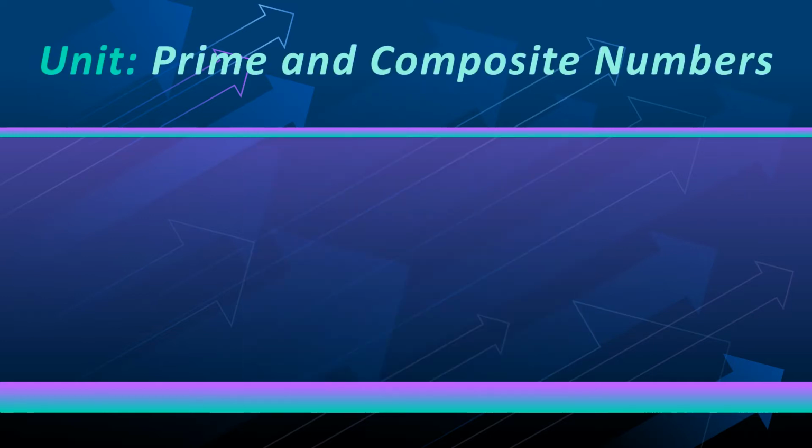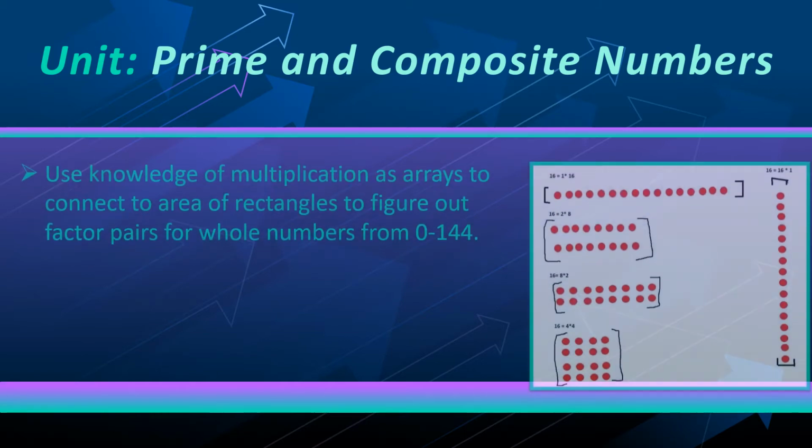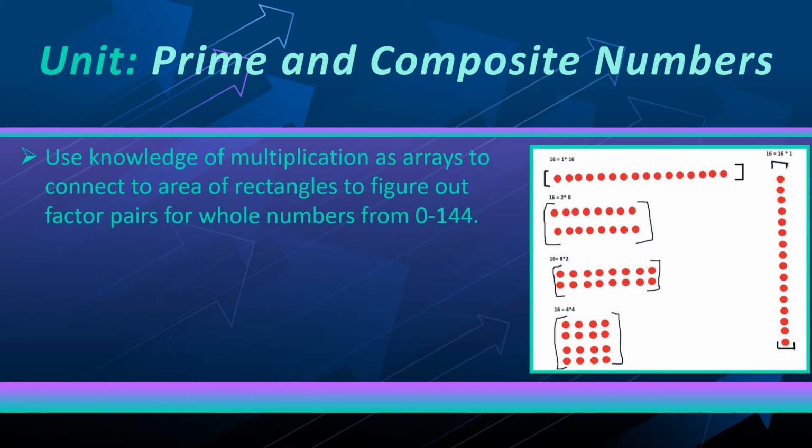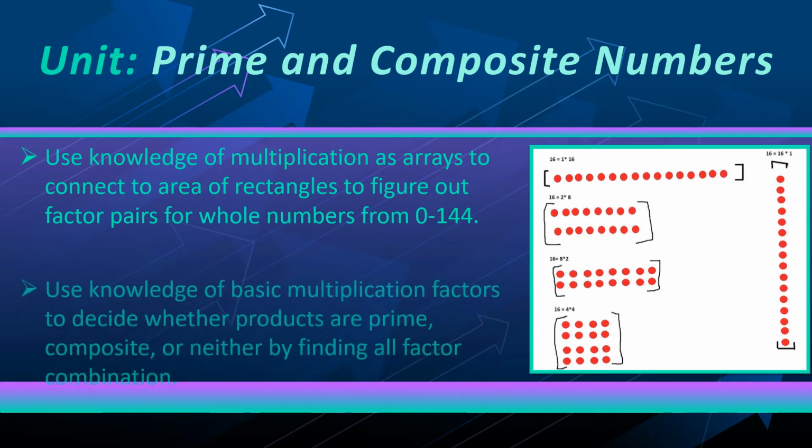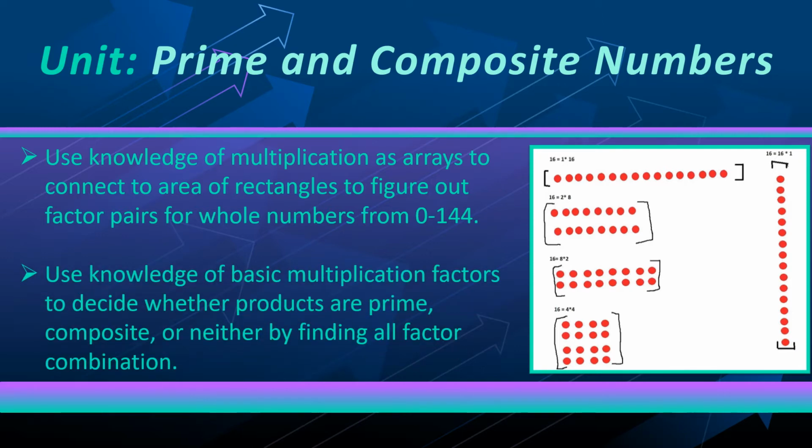For this unit, prime and composite numbers, there are two major key learnings. The first is that students should be able to use their multiplication knowledge as arrays and areas of rectangles to determine the factor pairs of numbers 1 through 144. So if you look at the picture on your screen, you can see that the number 16 has been arranged in multiple ways using these red dots, and they show different arrays. Students should then use this knowledge of factor pairs to determine if a product is prime, composite, or neither. Since the number 16 has multiple factor pairs, we are able to say that this number is composite.